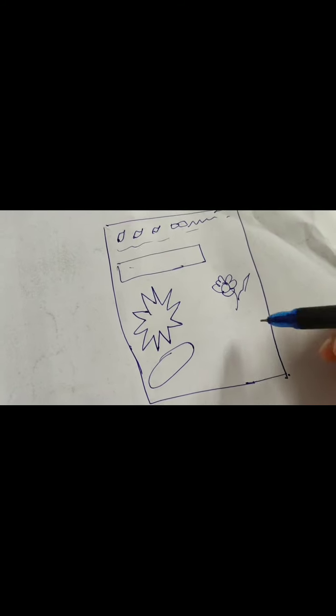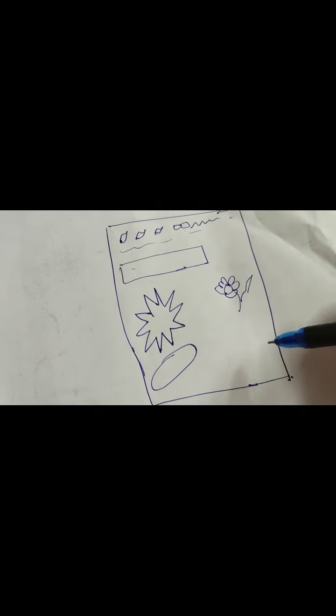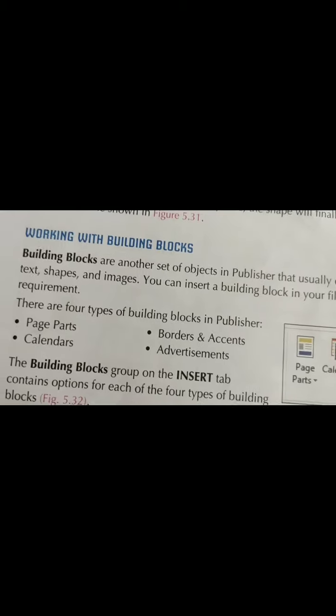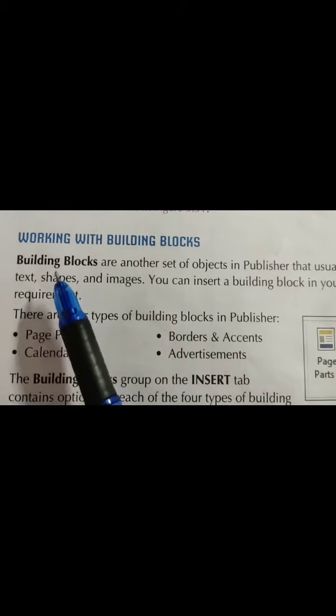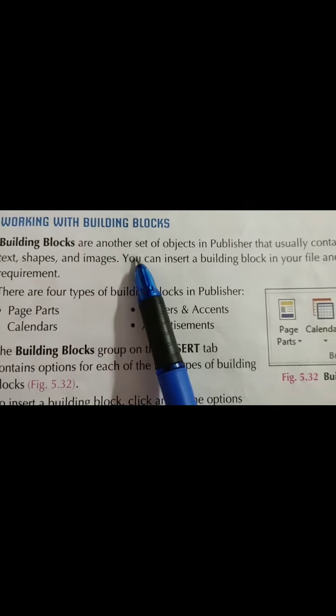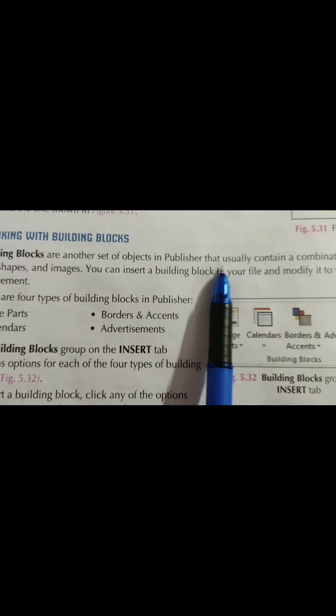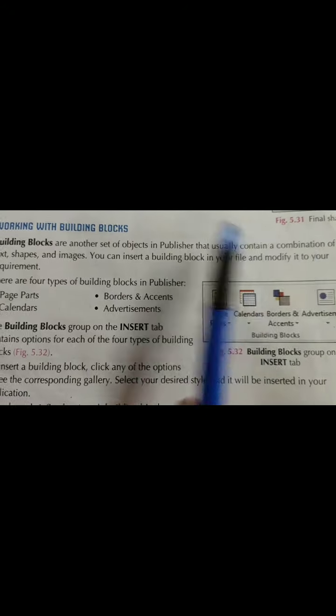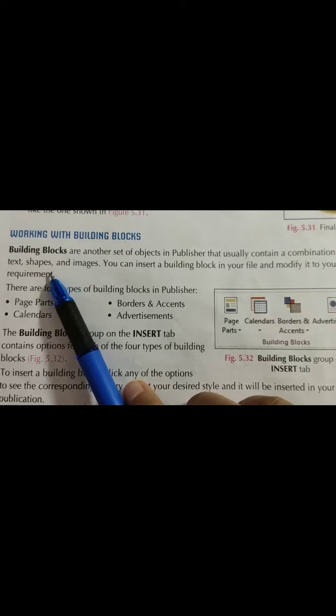These are different blocks you can add while designing a document in Publisher. Now let's see what a building block actually is. Building blocks are another set of objects in Publisher that usually contain a combination of text, shapes and images.